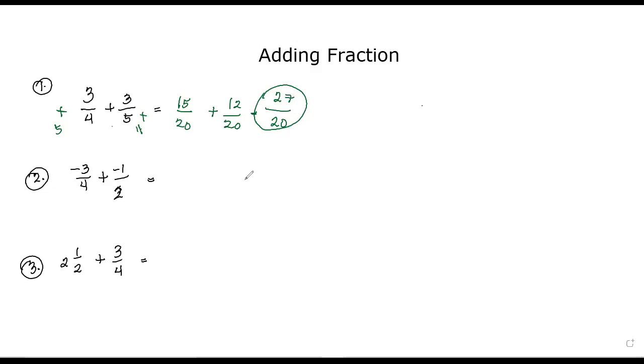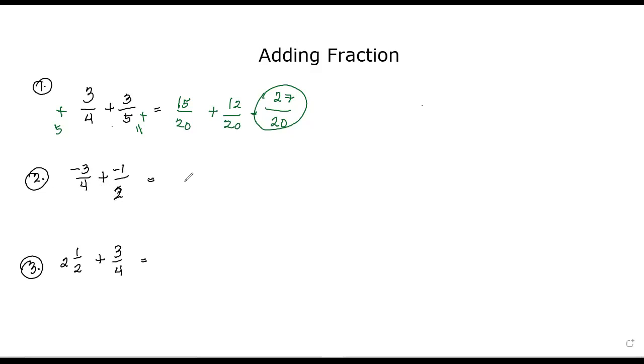Okay, so let's proceed to example number 2. The given for example number 2 is negative 3 over 4 plus negative 1 over 2. Earlier, we just multiplied both denominators to find the LCD. Here in example number 2, you don't need to do that because 4 and 2 have a common factor. Ma'am, what will be the common factor? We can divide 4 by 4, and also we can divide 4 by 2, right?